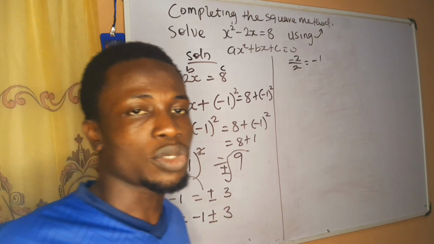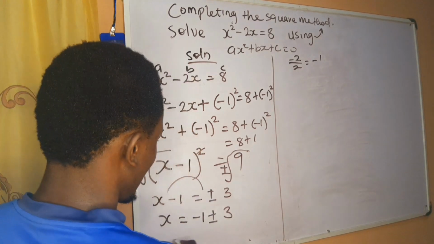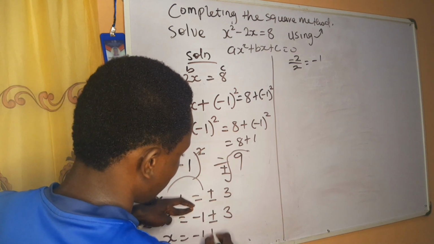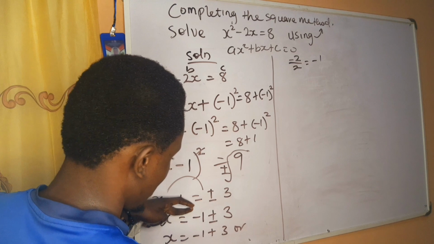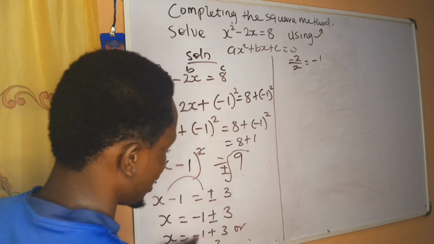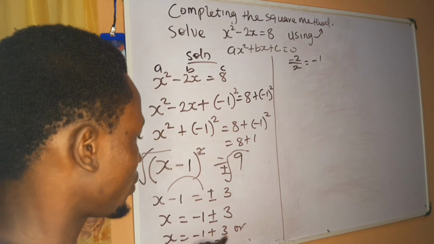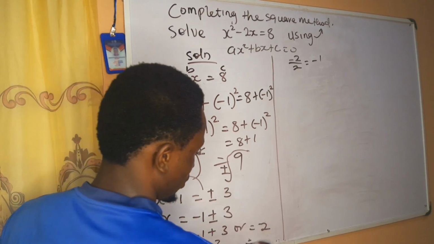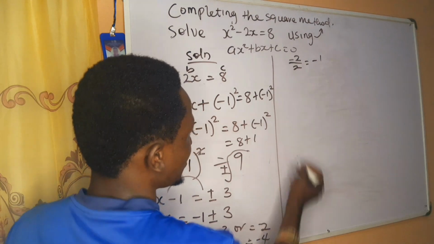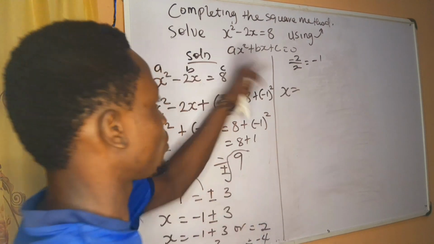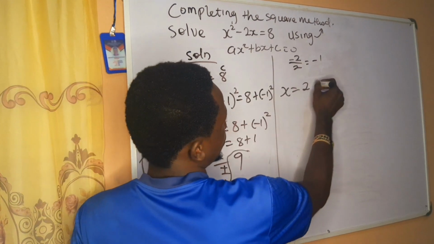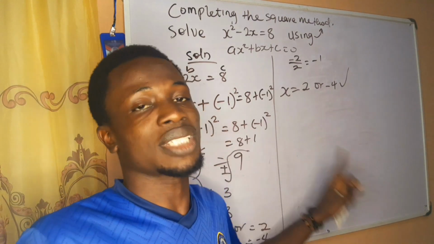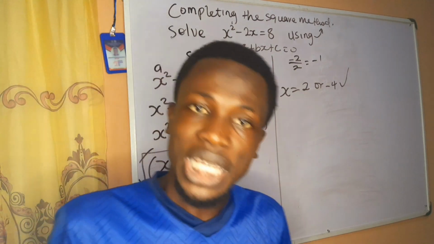And what is minus 1 plus or minus 3? It means that x equals minus 1 plus 3, or that x equals minus 1 minus 3. If you analyze the first one, minus 1 plus 3 will give us 2, and minus 1 minus 3 will give us minus 4. So it means that x in this equation is equal to 2 or minus 4. These two values satisfy this equation.